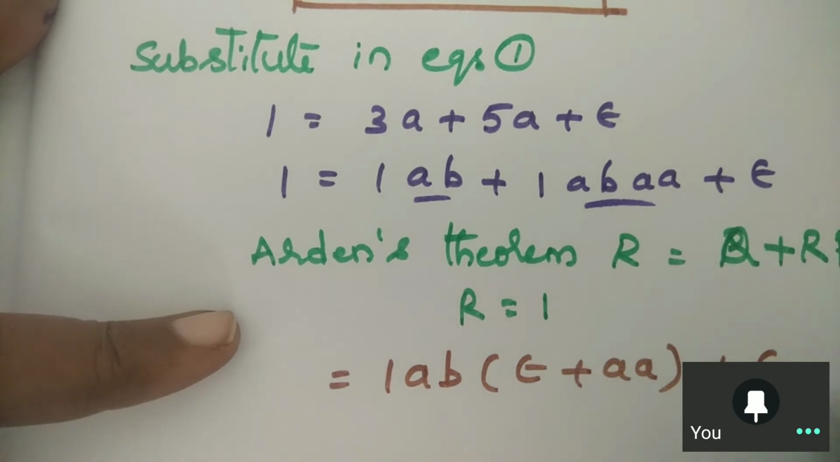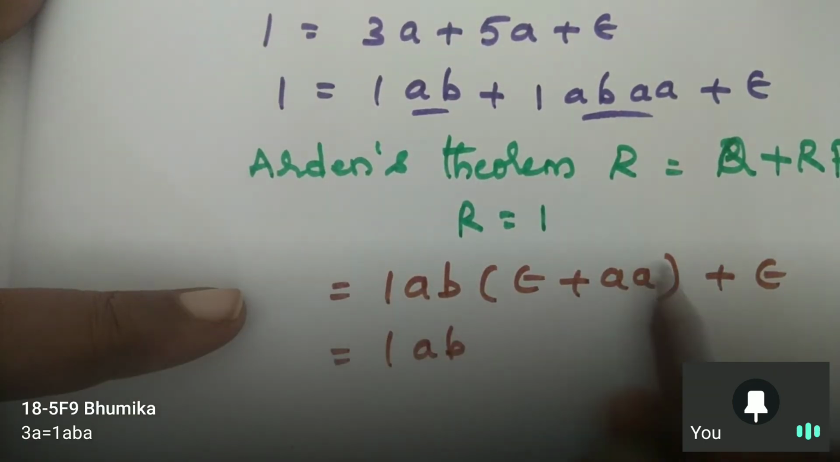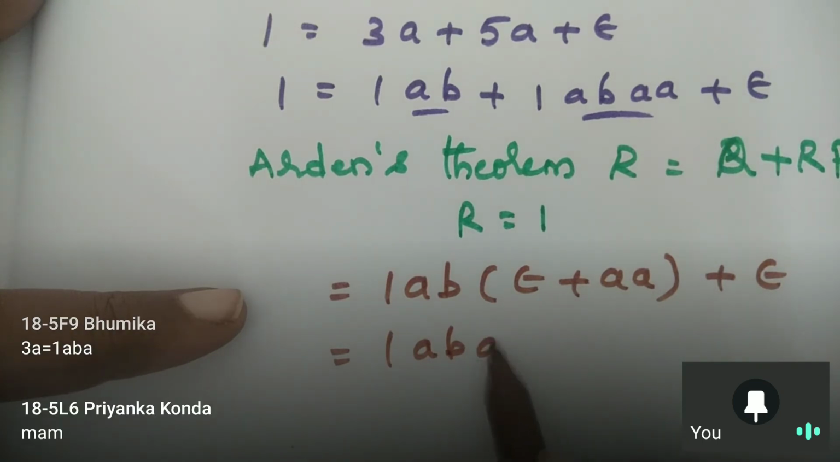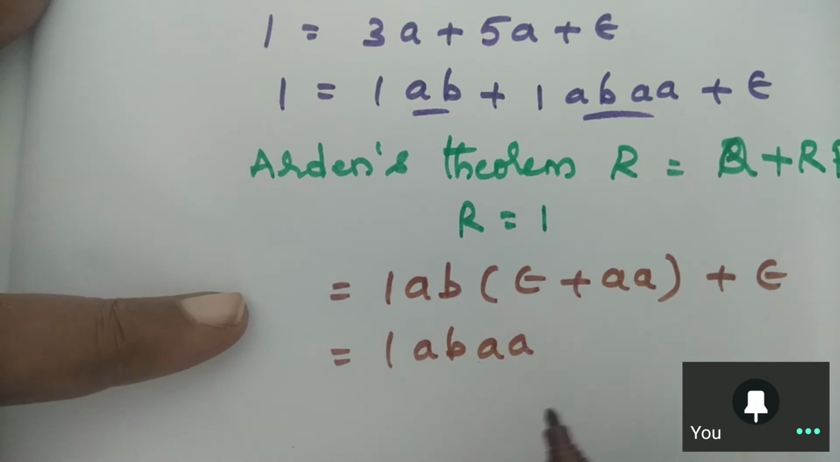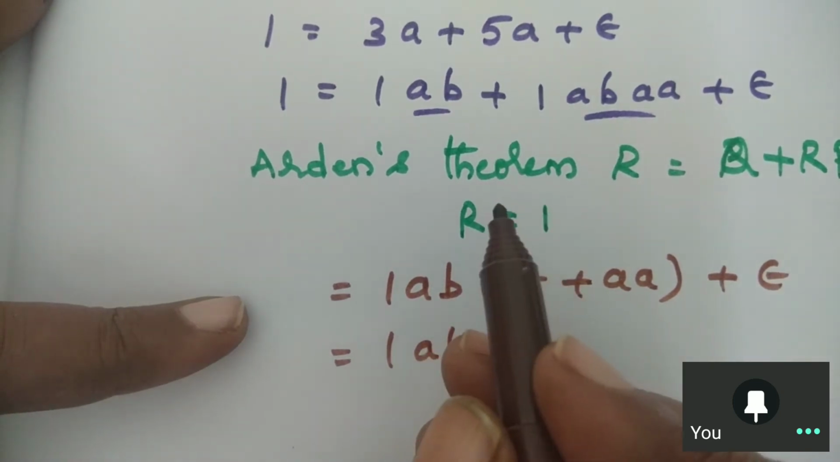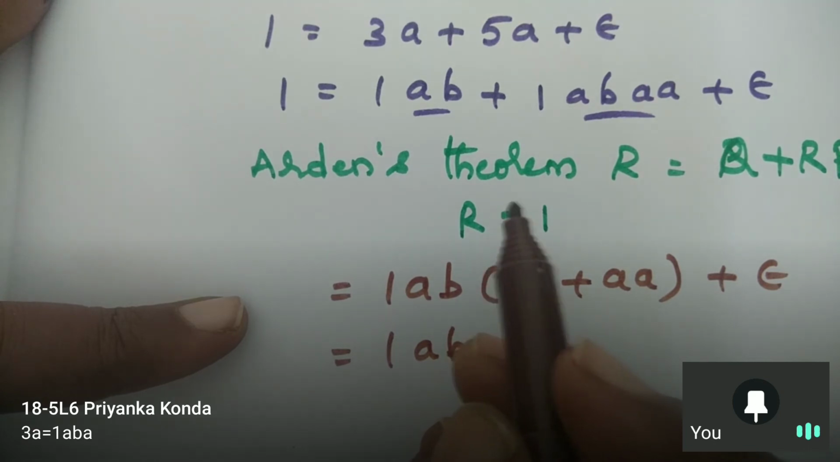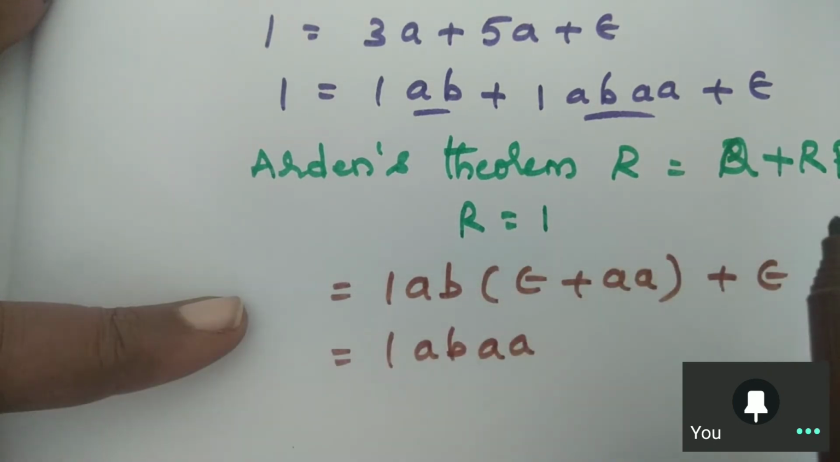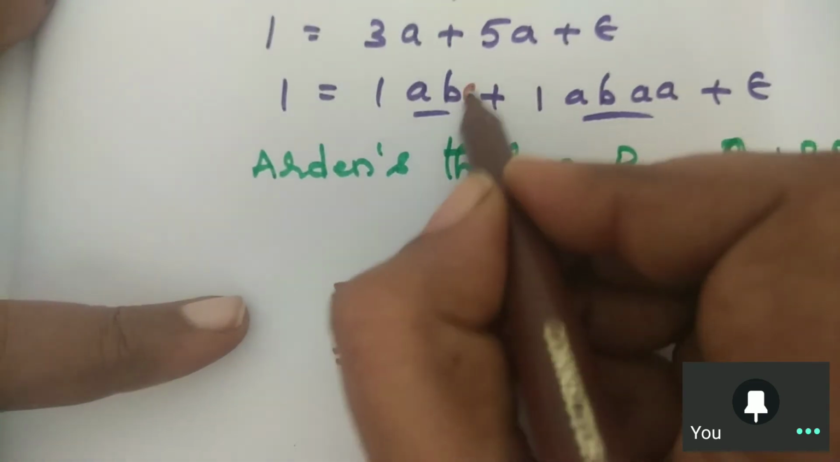So this is the outer epsilon that I am having. Then I have 1ab, epsilon plus aa, which can be written as aa itself. What happened? 3a is 1aba, isn't it? I missed out one more a. Is it so? aba. Okay, so I missed out one more a then.